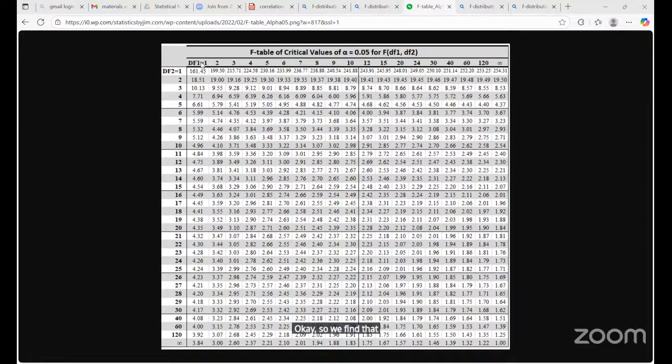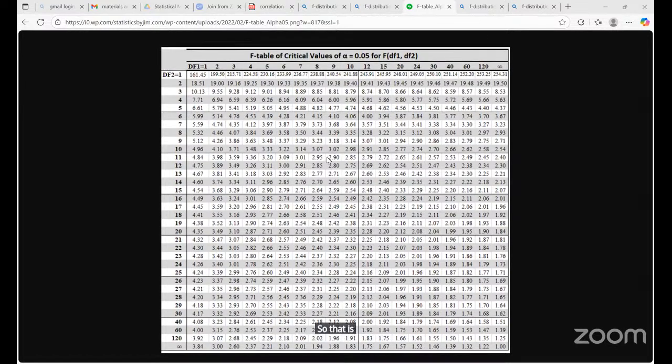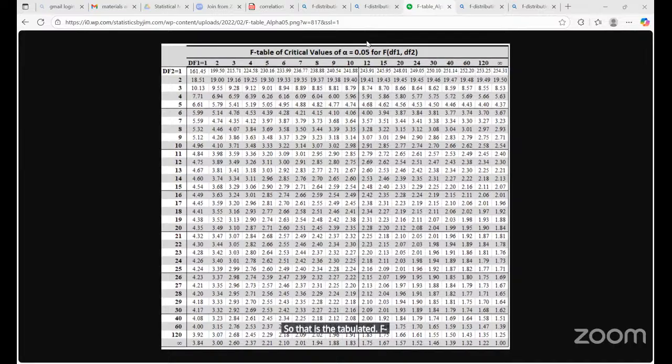Okay, let's share this one. So we find that our numerator degrees of freedom is 1 and denominator degrees of freedom is 29. So the value intersecting 1 and 29 is 4.18. So that is the tabulated F value. So let's go back. I'm going to stop sharing and share the notes.